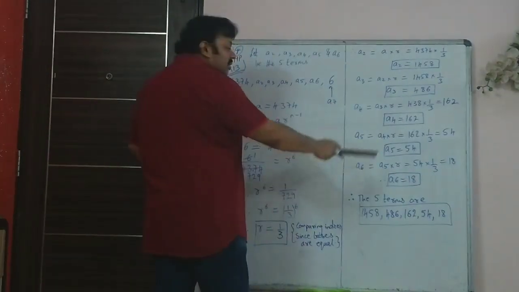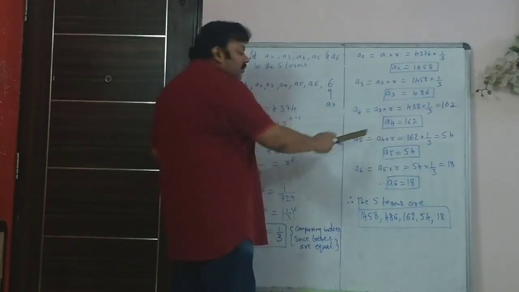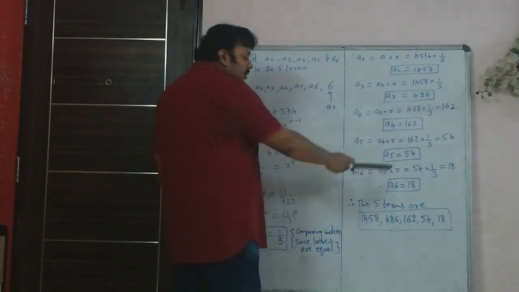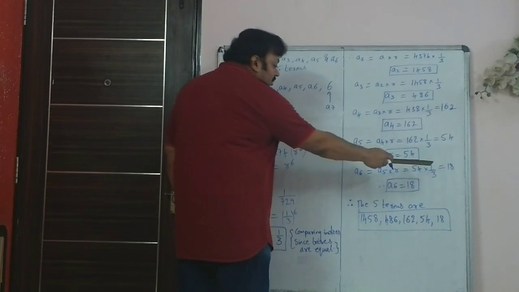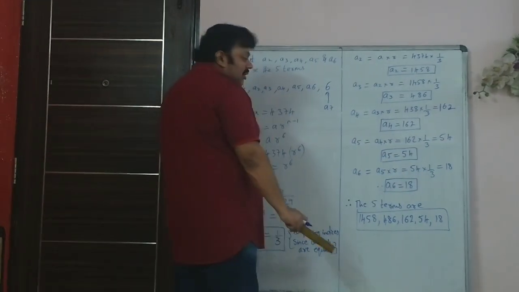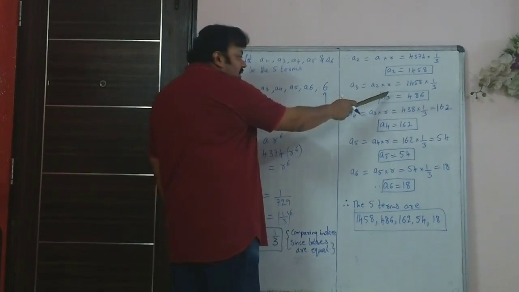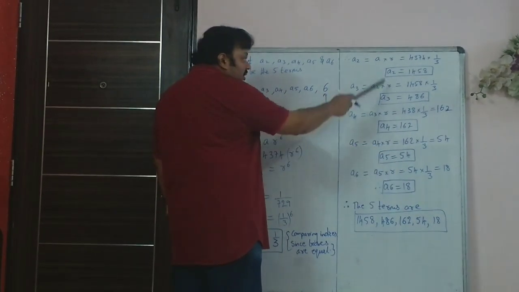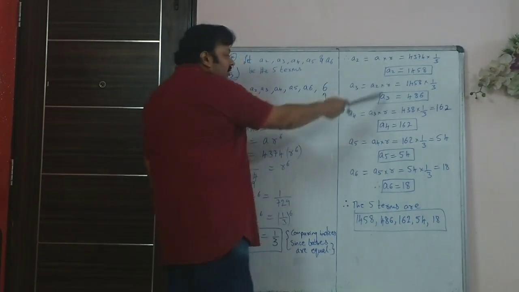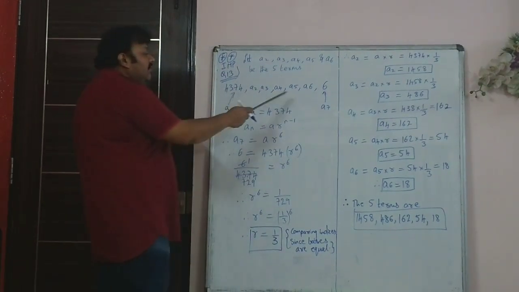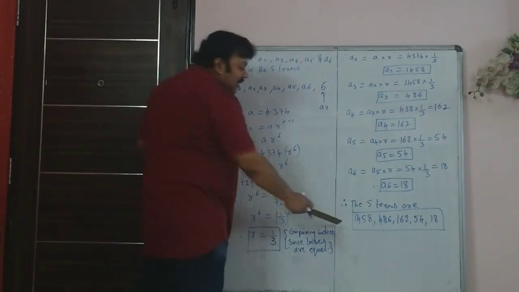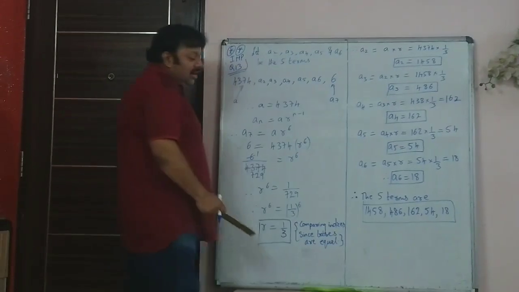And then 162 into 1 by 3, 54 is the fifth term. And 54 into 1 by 3 is equal to 18, that is the sixth term. So second, third, fourth, fifth, sixth. These are the 5 terms between 4374 and 6. So that is how the numbers have to be added.